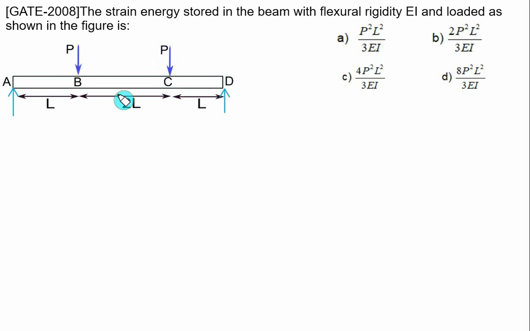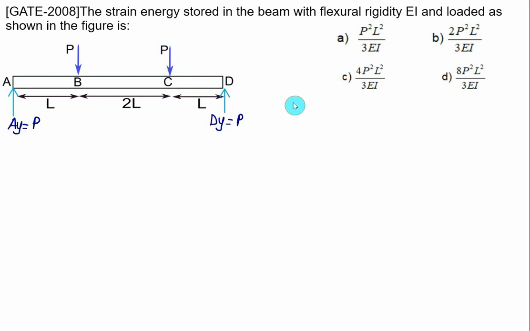Both the point loads are equal, so this is a case of symmetrical loading, and therefore the reaction at A and the reaction at D will be equal. Due to symmetrical loading, the reaction is equal to (P plus P) divided by 2, that equals P, as well as the reaction at D, that will be equal to P. And we have been given here the four choices.